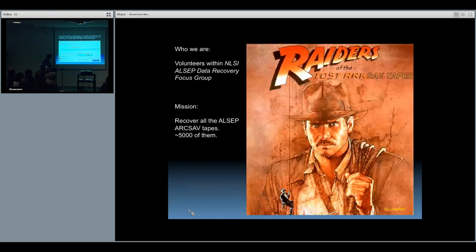So, finally, this slide. That motivated us to form a group of volunteers. I called our group the Raiders of the Lost Archive Tapes, named after one of my favorite movies. We are some of the volunteers in the NLSI ALSEP data recovery focus group. Our mission is to recover all the archive tapes, about 5,000 of them.